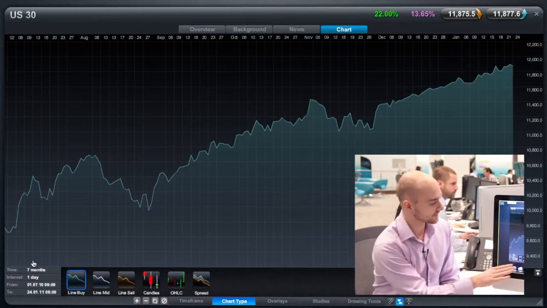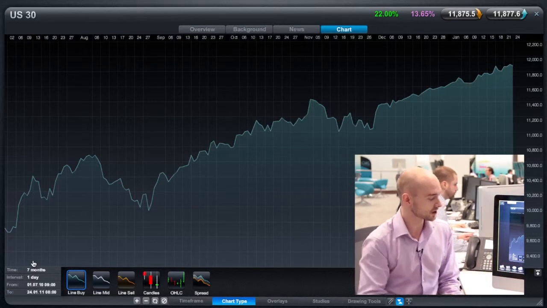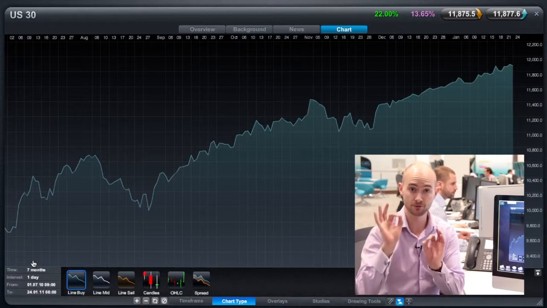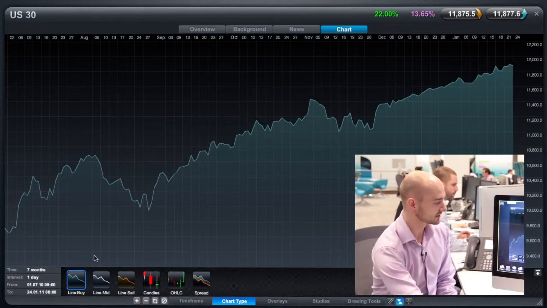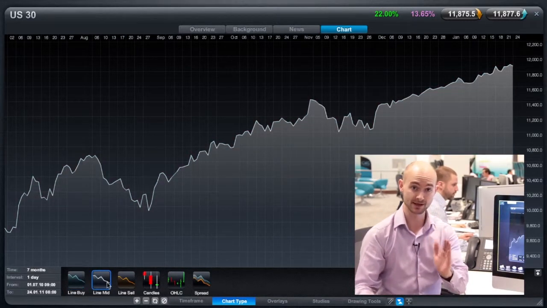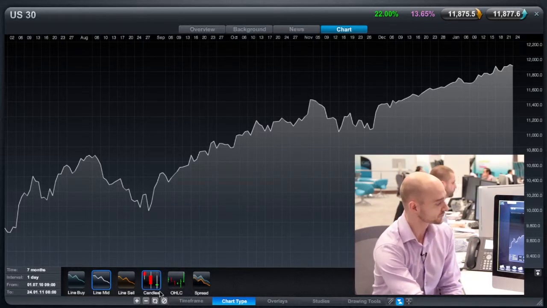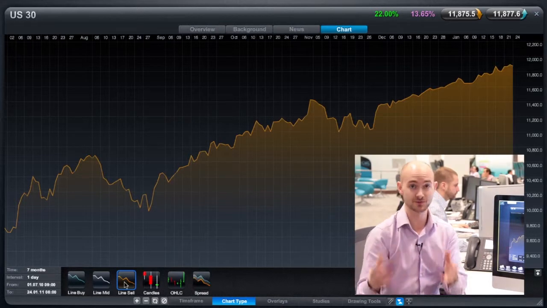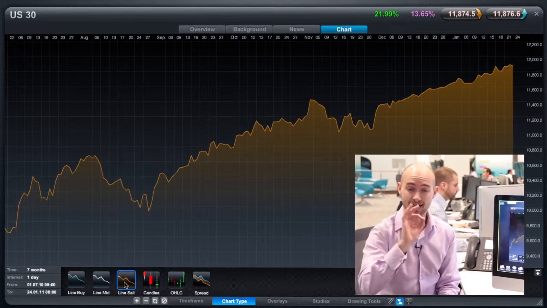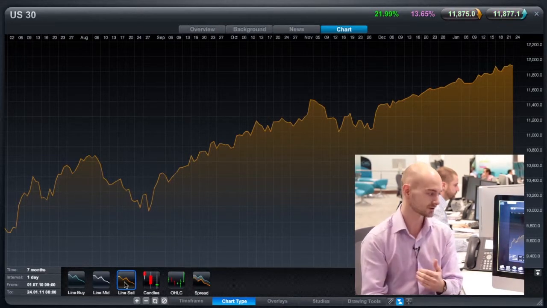You might notice as well that there's a whole host of different line charts to choose from. We've got line buy, which is simply plotting all the buy prices. We've got line mid, which is simply the mid price, so between the bid and the offer, or the sell and the buy price. It takes a price from right in the middle there. And we've also got line sell as well, which should be quite obvious. It takes the selling price, puts all the points in there and joins it all together.